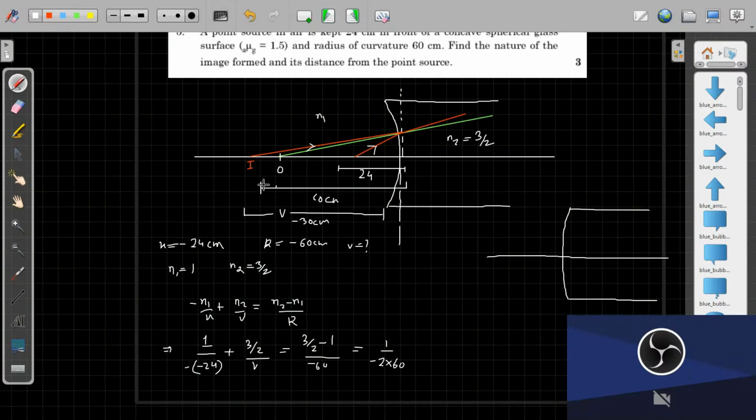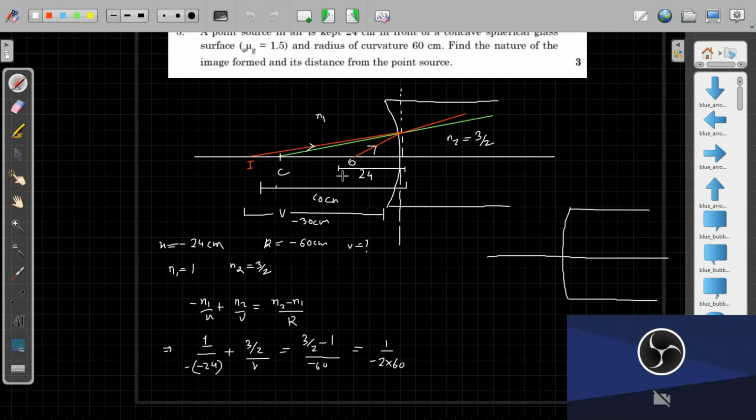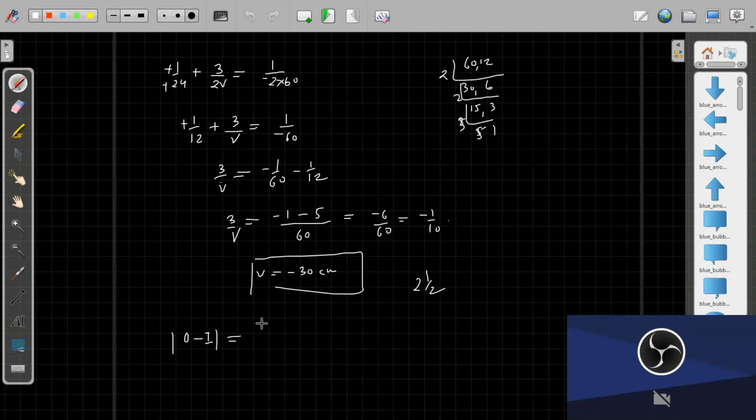This is our O. You need to find OI. This is C, sorry. This is C. This is O. So how much is O and I? You need to find the O and I. You can take this OI, the distance between O and I, mod. It should be how much? So 30 minus 24, 6. That gives me 6 centimeter. Done. So that is your answer.